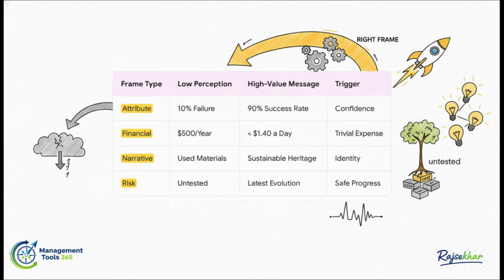And here it is. This is the consultant's cheat sheet, the strategic framing choice matrix. It gives you a really clear path. You start on the left with a low perception data point, something that might sound weak or even negative, and you use the right kind of frame to transform it into a high-value message that triggers a very specific psychological response. So used materials becomes a sustainable heritage edition. Untested software becomes the latest evolution. It's a system for turning your perceived weaknesses into your greatest strengths.